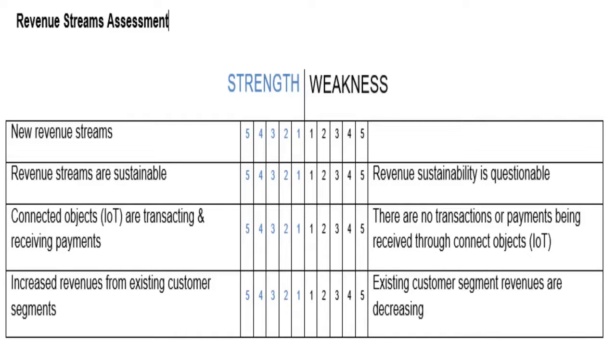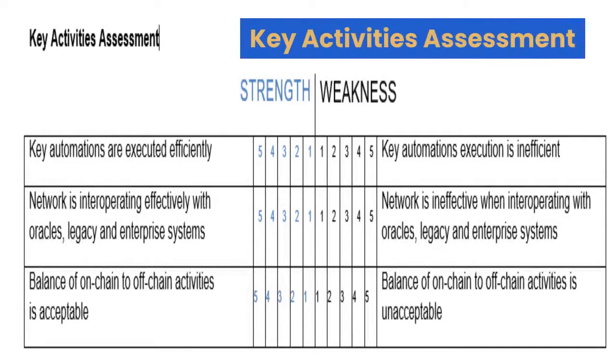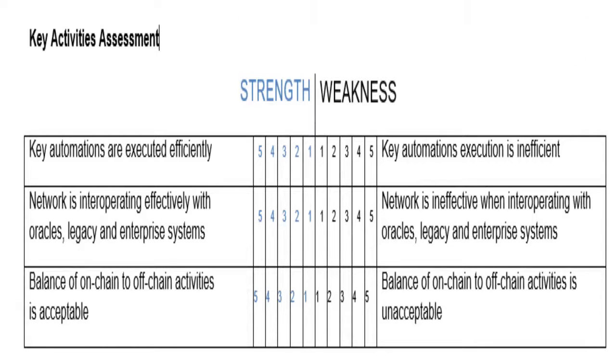Key activity assessment. Key automations are executed efficiently versus key automations' execution is inefficient. Network is interoperating effectively with oracles, legacy, and enterprise systems versus network is ineffective when interoperating with oracles, legacy, and enterprise systems. Balance of on-chain to off-chain activity is acceptable versus balance of on-chain to off-chain activity is unacceptable.